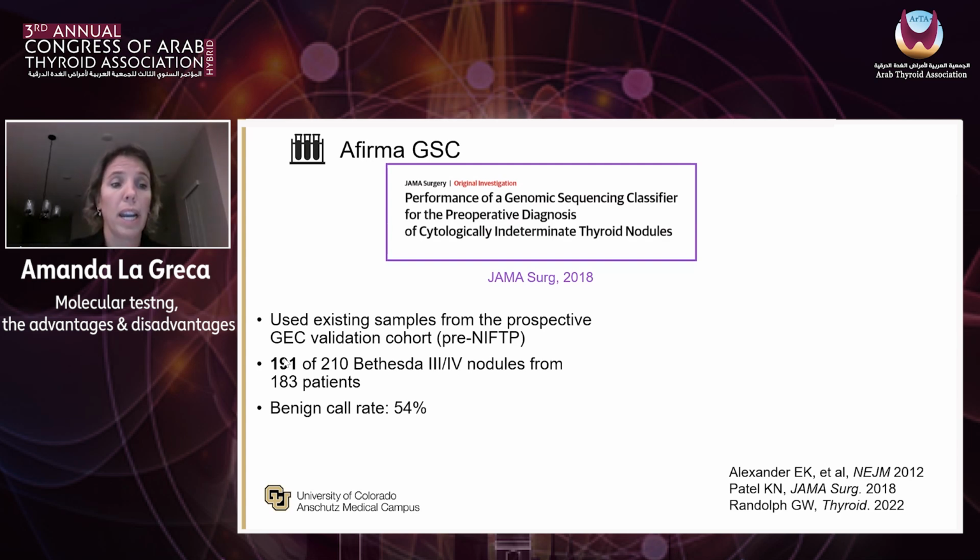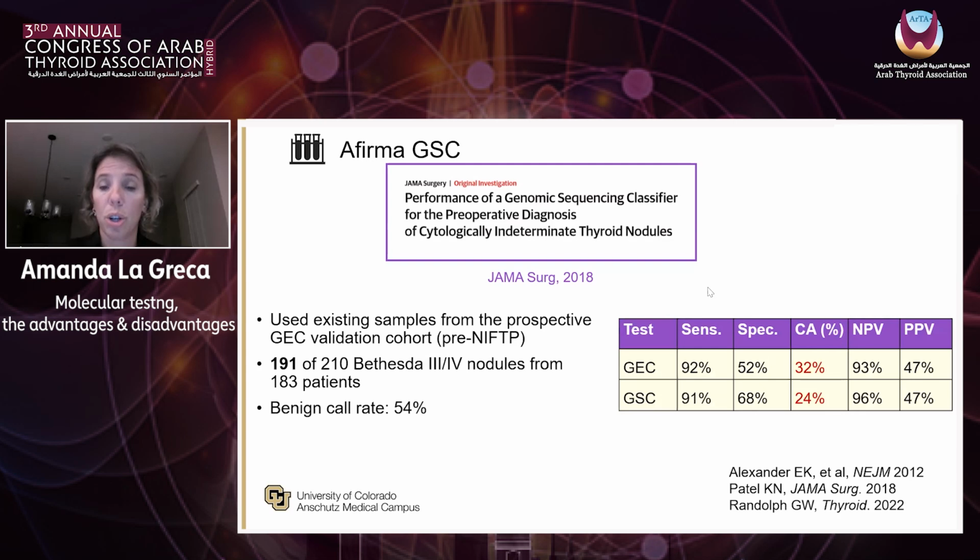They included 191 of the 210 Bethesda 3 and 4 nodules from 183 patients, and the benign call rate was 54%. So the summary of the study shows here GEC, and then the other study was the GSC. So there are different versions of Afirma. GSC would be the last version.